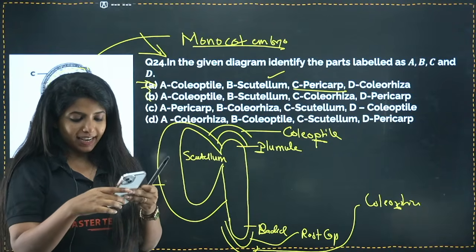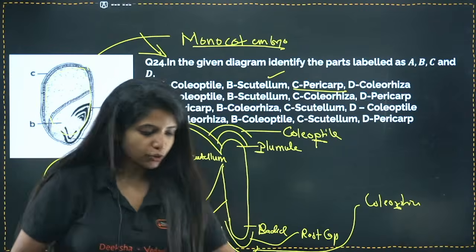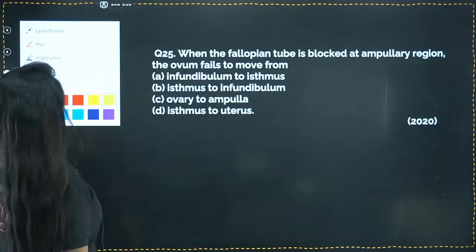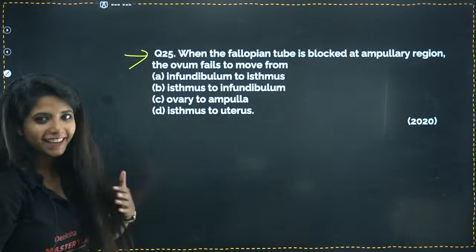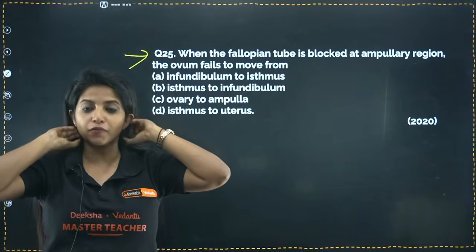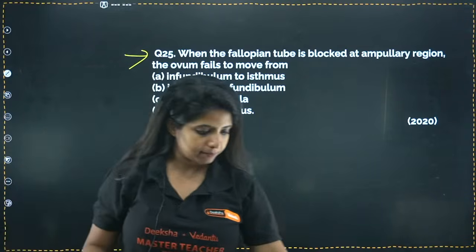So guys, let's try to solve it. All of you were correct when you gave me this answer, and because of that, let me give you another question to solve. When the fallopian tube is blocked at the ampullary region, the ovum fails to move from where to where?